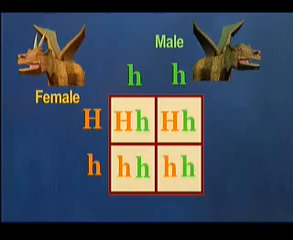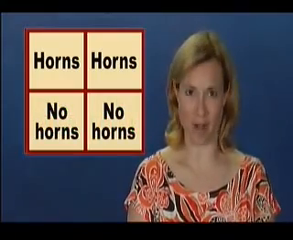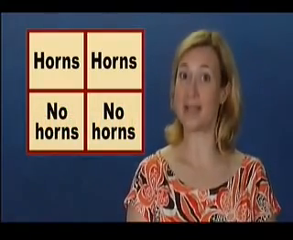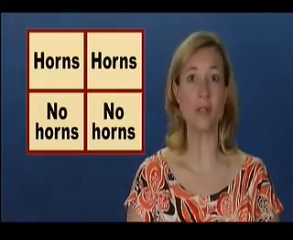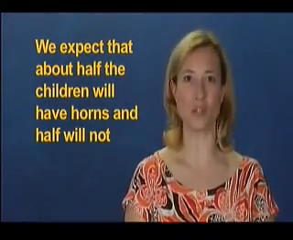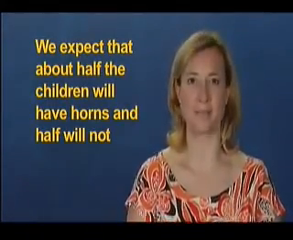What are the possibilities for these dragon babies? Well, the ones with a dominant H will have horns, and this is about half of them. The ones who get 2 recessive h's have no horns, like the father. Since 2 boxes have horns and 2 have no horns, we expect that about half the children will have horns and half will not. Now it's your turn. I am going to give you a Punnett square with the children already filled in. You have to choose the genes for the parents.